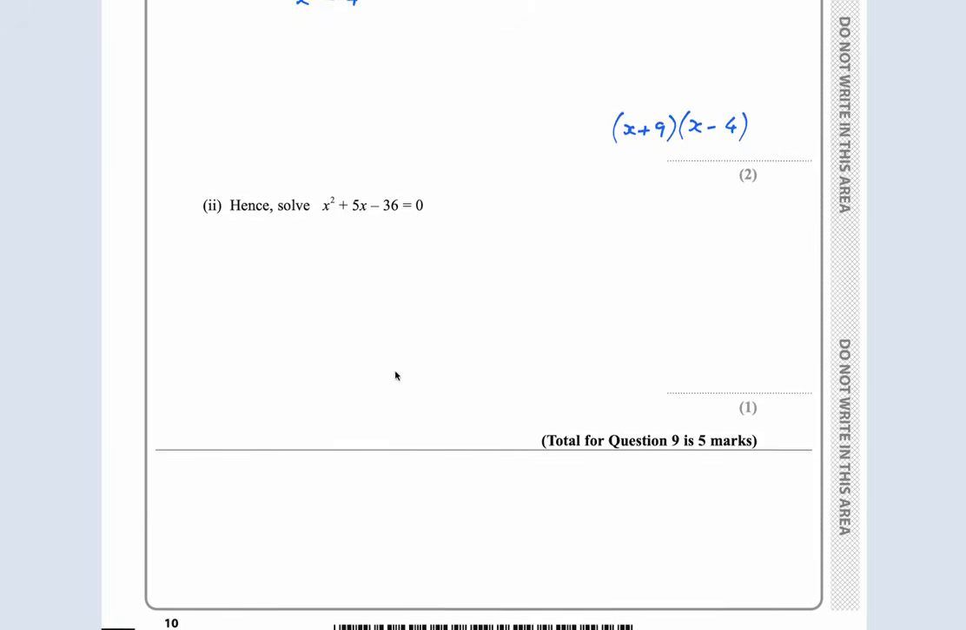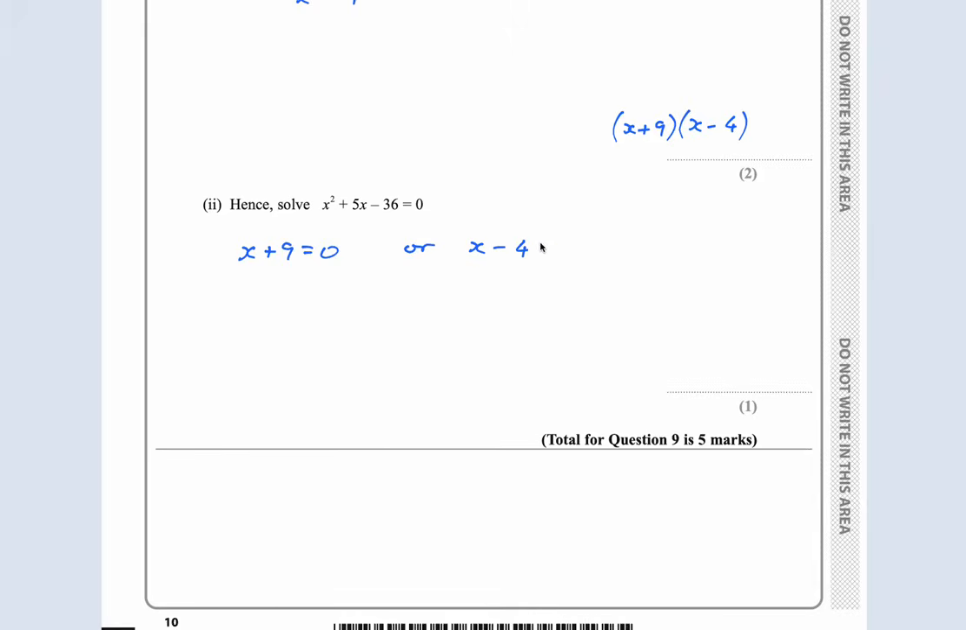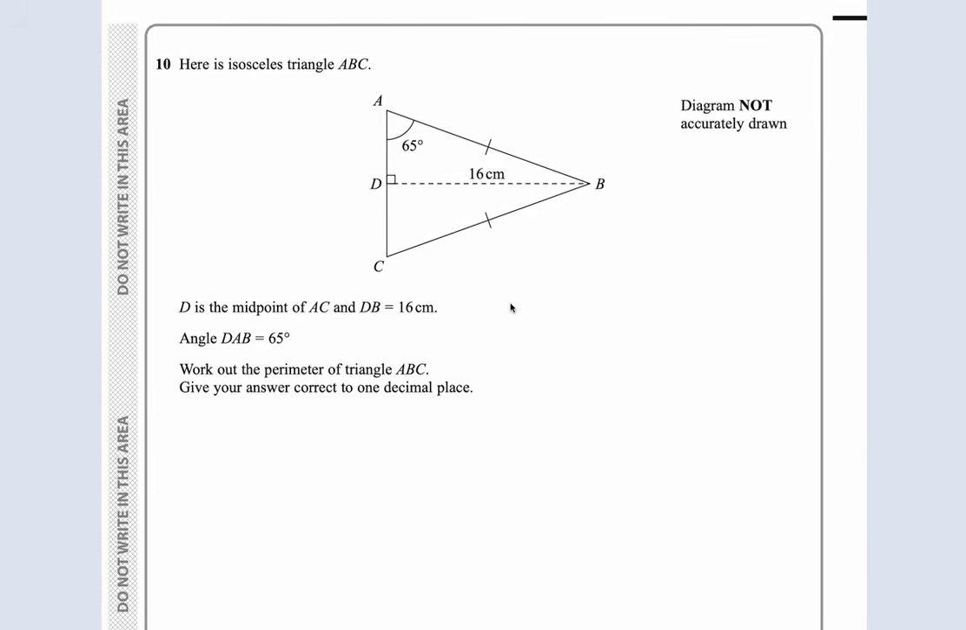Hence solve this. When he says hence solve this, and you can see there's only 1 mark, you've already factorized it. So you just say x plus 9 equals 0, or x minus 4 equals 0, which means x equals -9 or x equals 4. You can write -9 and 4 like this if you want, but certainly you'd get full marks just for that.